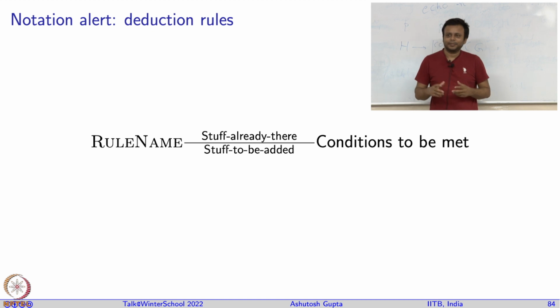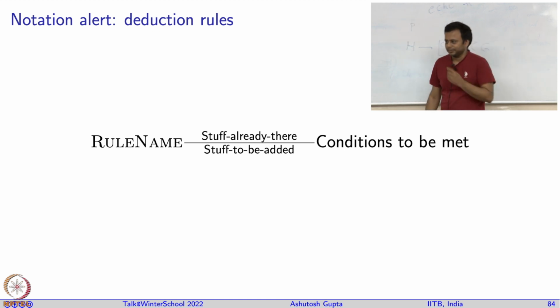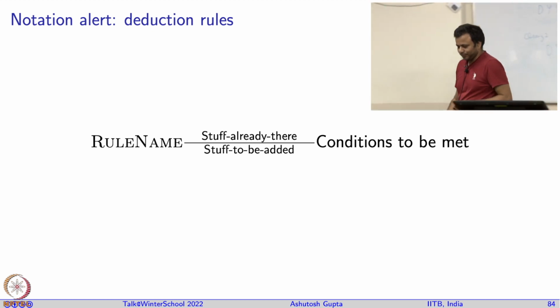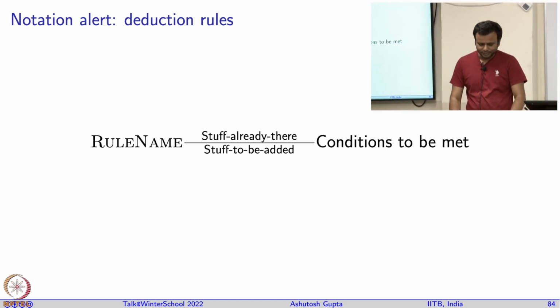And then you say what conditions need to be met. So, when you can apply this rule, when you cannot apply this rule. Okay? So let's look at a few examples. A bunch of rules.